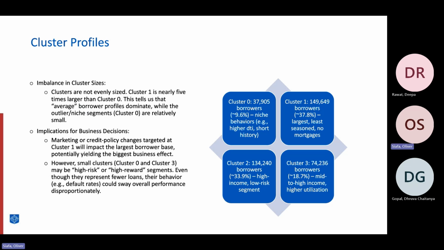And this has some important implications for business decisions. If a business is thinking about marketing campaigns or changes to credit policy, targeting cluster 1 will hit the largest group of borrowers, and that will give you the biggest overall impact for the business. However, smaller clusters like 3 or 0 might actually be high risk or high reward segments. They are smaller in number, but the behavior might be different. Think about default rates, for instance, which could disproportionately affect the overall business performance.